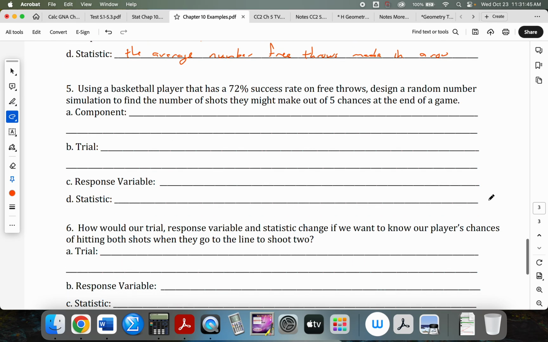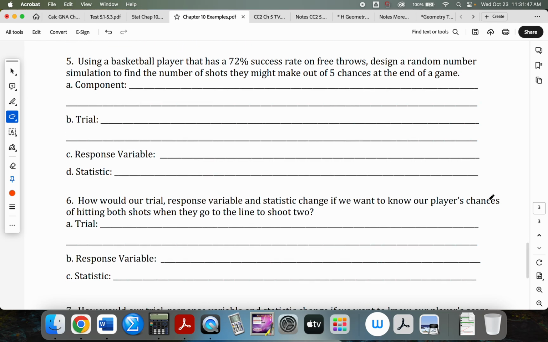All right, let's look at another one. We're going to use a basketball player who has a 72% success rate on free throws. You're like, okay, this sounds a lot like the other one. Design a random number simulation to find the number of shots they might make out of 5 chances at the end of a game. So the component is going to be what? Shooting the free throw.